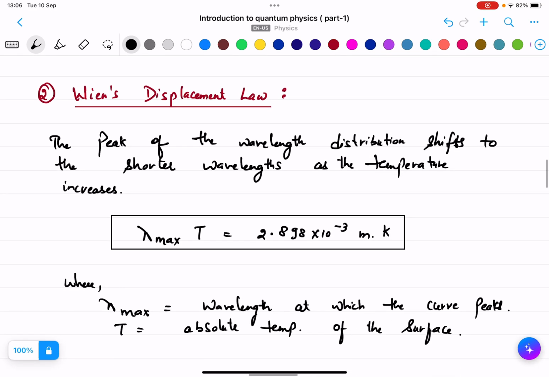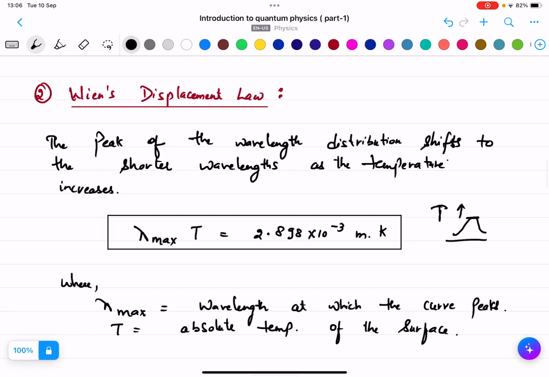The second one is Wien's displacement law. What does Wien's displacement law state? It states that the peak of the wavelength distribution shifts to shorter wavelengths as the temperature increases. That means if I am increasing the temperature, what happens? Suppose this is a wavelength distribution like this. This peak will shift to the shorter wavelength like this as the temperature increases. This formula you need to remember, and I will explain it again.